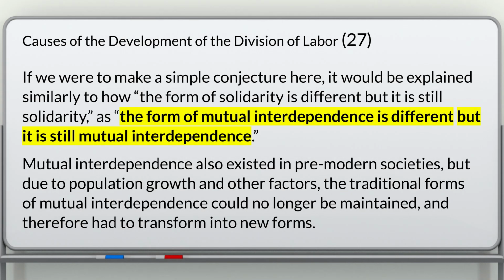If we were to make a simple conjecture here, it would be explained similarly to how the form of solidarity is different but it is still solidarity, as the form of mutual interdependence is different but it is still mutual interdependence. Mutual interdependence also existed in pre-modern societies, but due to population growth and other factors, the traditional forms of mutual interdependence could no longer be maintained, and therefore had to transform into new forms.